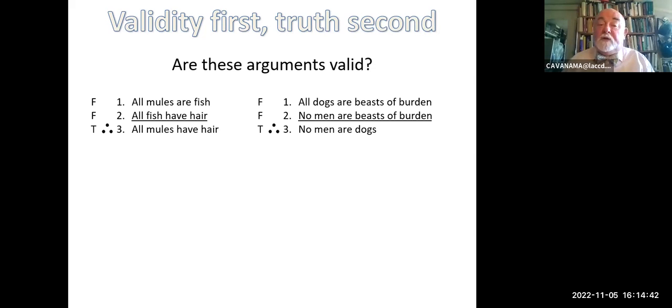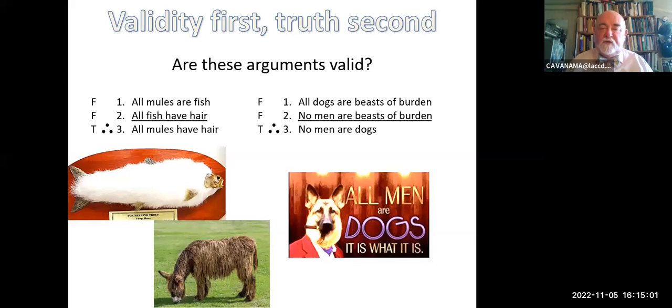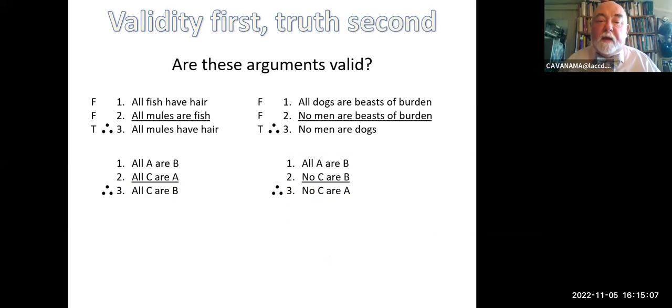Second example, all dogs are beasts of burden. No men are beasts of burden. Therefore, no men are dogs. Not all dogs are beasts of burden. That's false. No men are beasts of burden. Alas, that is false. Some people are used as slaves. No men are dogs. Well, that seems to be true, depending on how you interpret dogs. Okay, well, once again, what do we do?